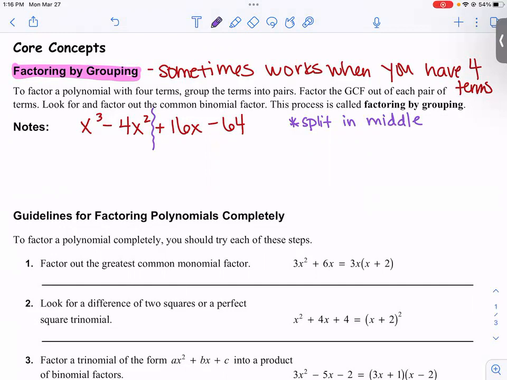So I want you to look at the first 2 terms, and I want us to identify a GCF of just the first 2. Is there a GCF of these 2 terms? Yes, x squared. So I'm going to factor out an x squared, and what would be left? How about x minus 4? Yeah, that works. If I divide out x squared, here I get x. Here I get minus 4.